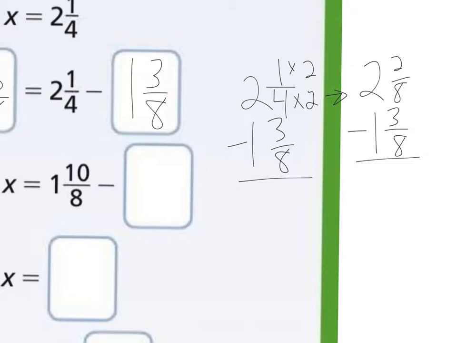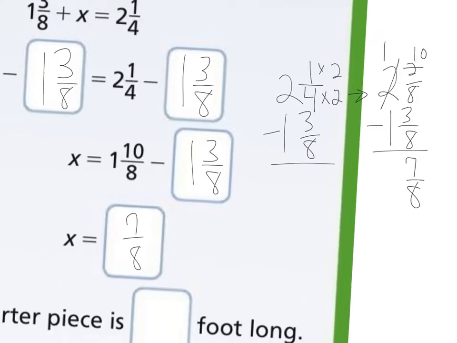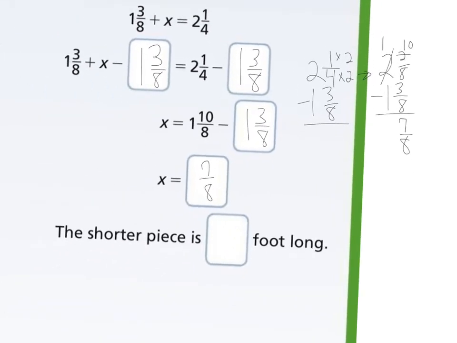Good. So to borrow, we're going to change our 2 to a 1. We're borrowing a whole. Looking at our denominator, it is 8. So if we have a whole, that's the same as how many eighths? 8 eighths plus the 2 we already have gives us 10. Good. Now we're ready to go. 10 eighths minus 3 eighths would be 7 eighths, and then 1 minus 1 is 0. So this would be our 1 and 3 eighths again, and then our answer would be 7 eighths. Okay, so the shorter piece is 7 eighths of a foot long.